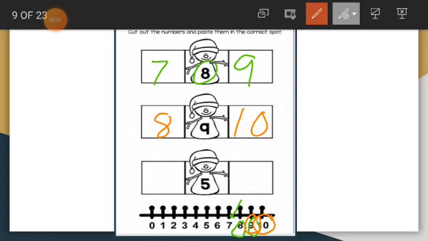Okay, the next number is 5. Let's solve the 5. Here is the 5 on the number line. Before 5 we have 4. Write a 4 over here. And after 5 we have the 6. So write the 6 over here.